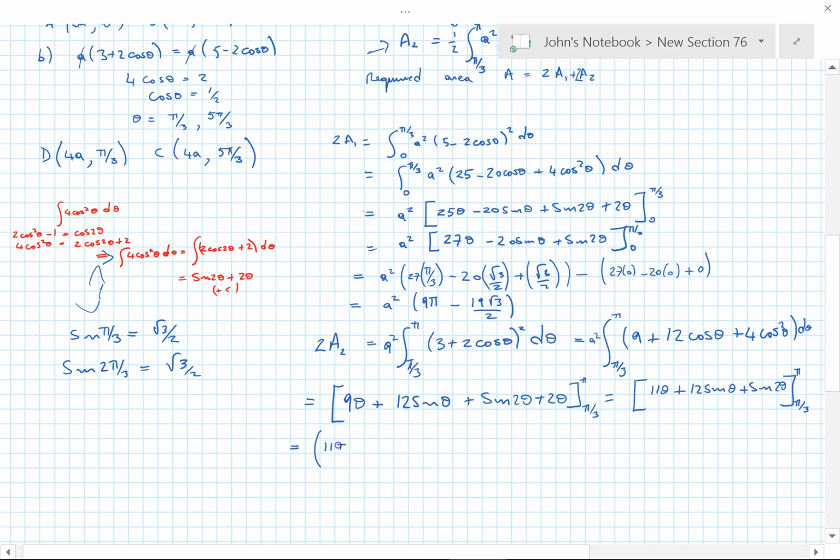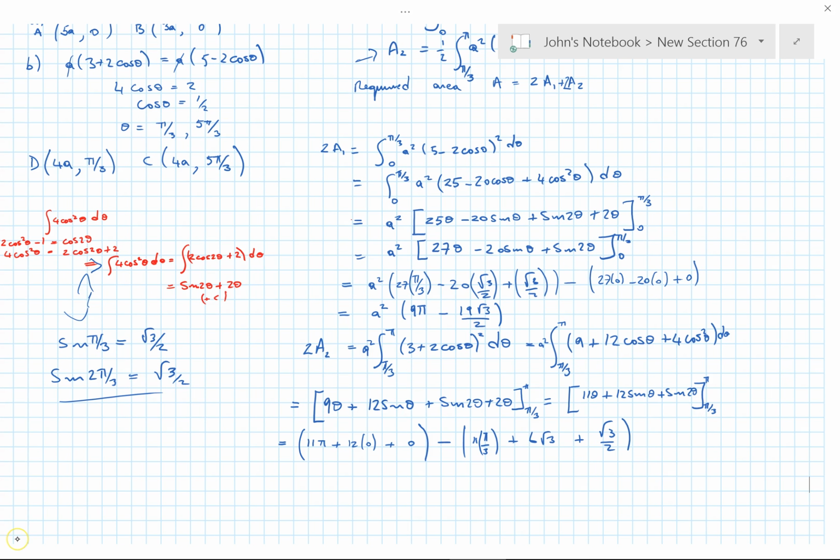11 pi plus 12 sine pi is going to be 0. And sine 2 pi is going to be 0. See how helpful it is not having to shove this in a calculator. Minus 11 pi by 3. And again, 12 sine pi by 3 is equal to square root of 3 over 2. So that's plus 6 square root of 3, plus sine 2 pi by 3, which is the square root of 3 over 2.